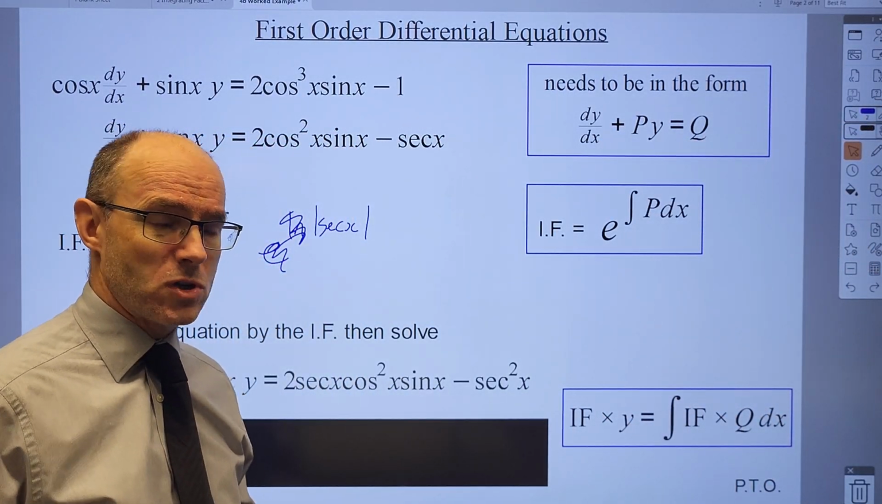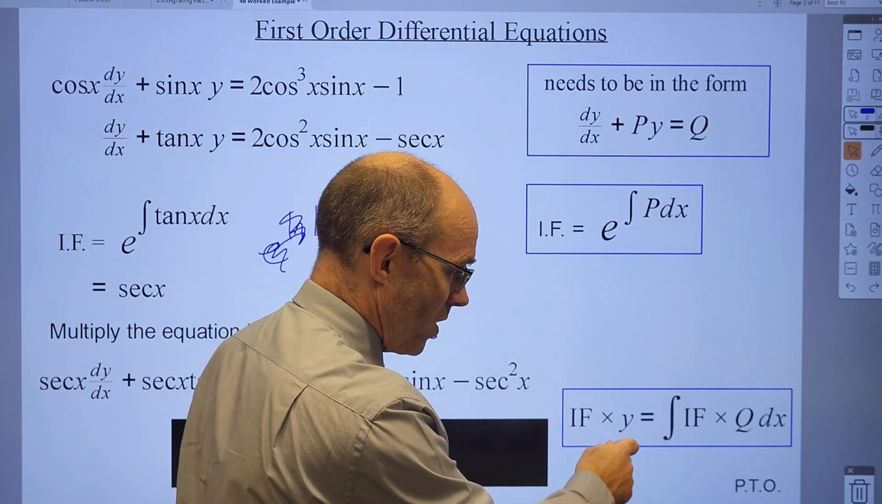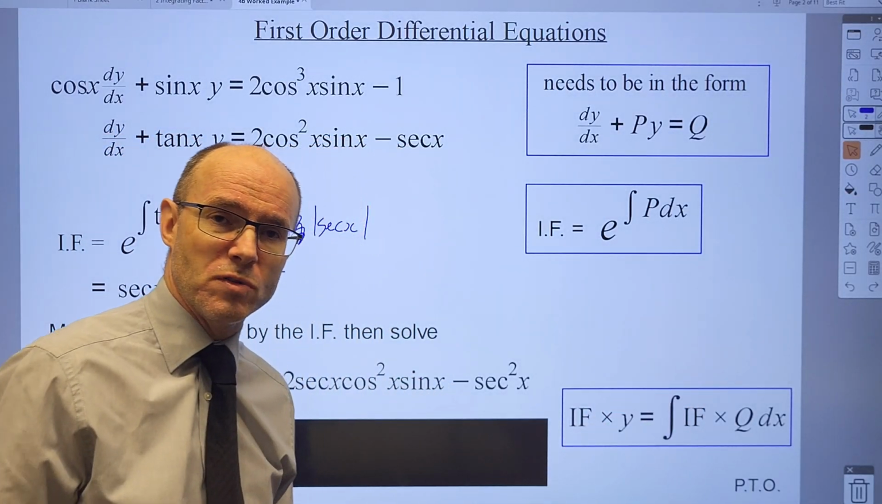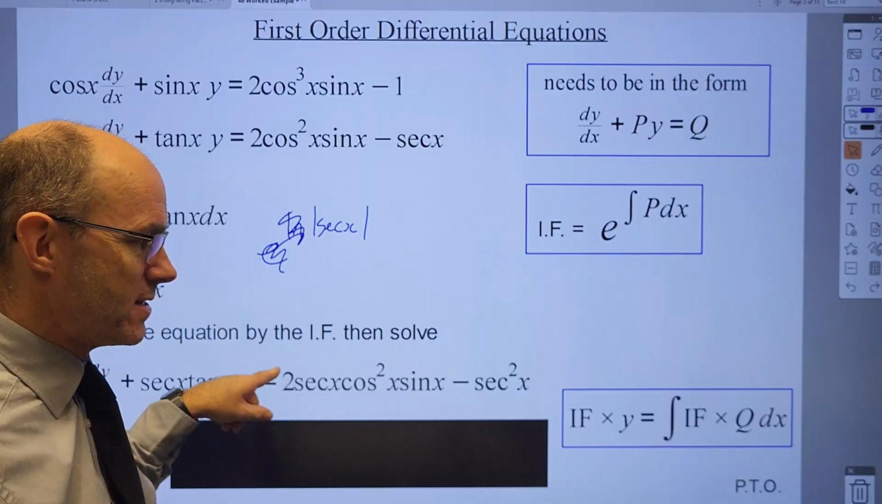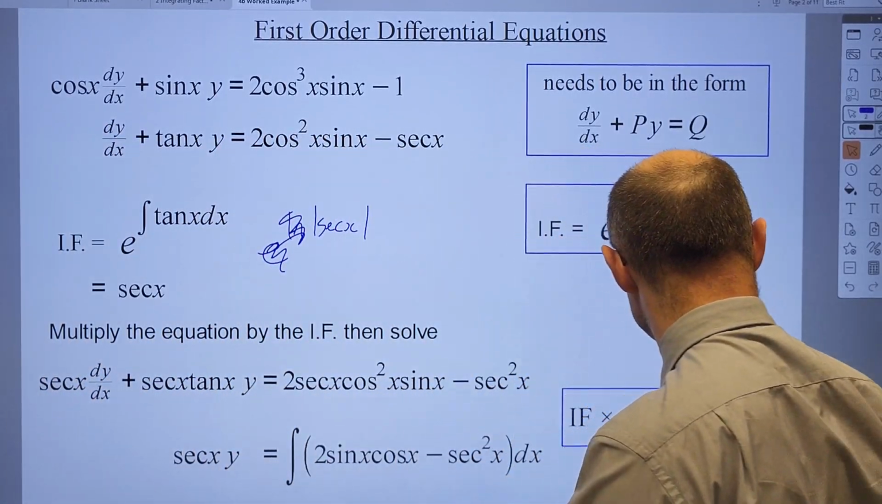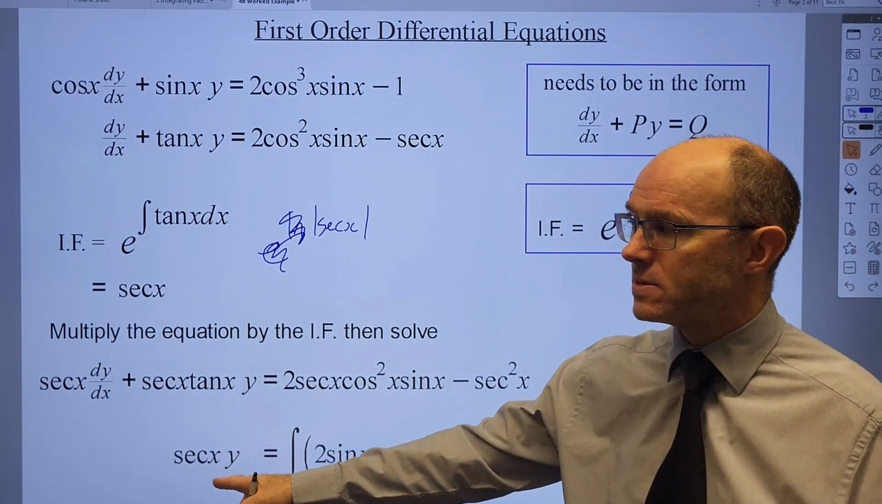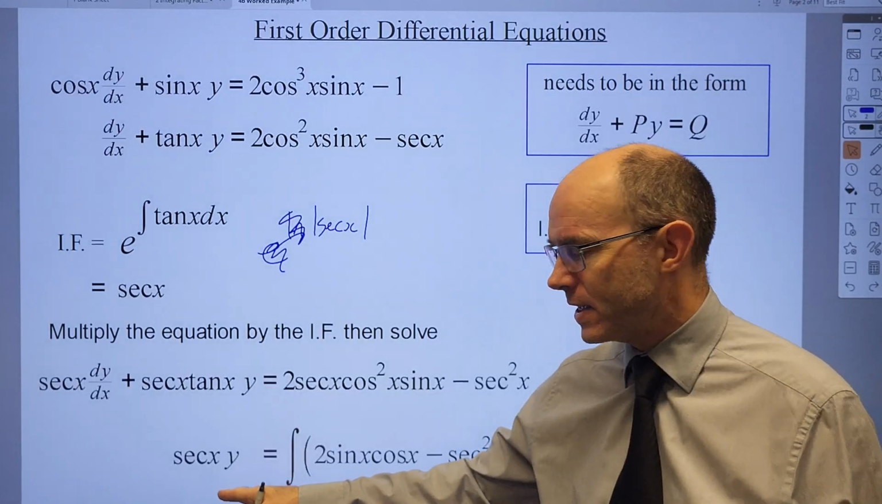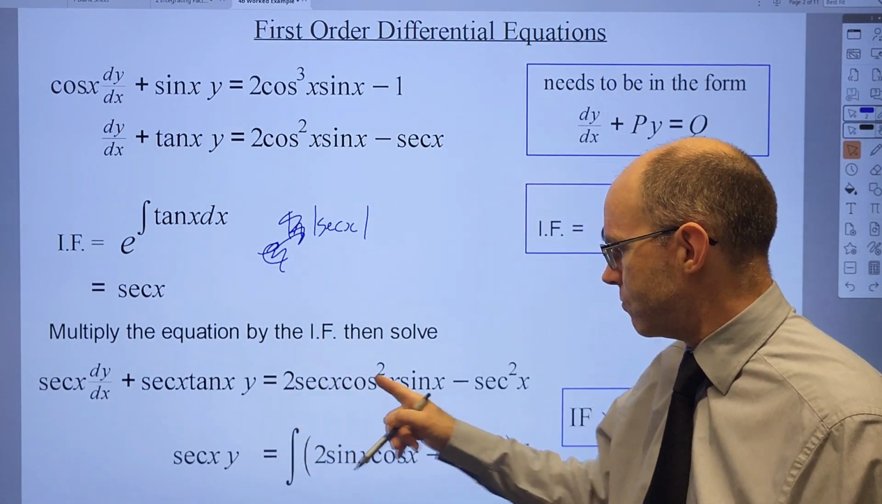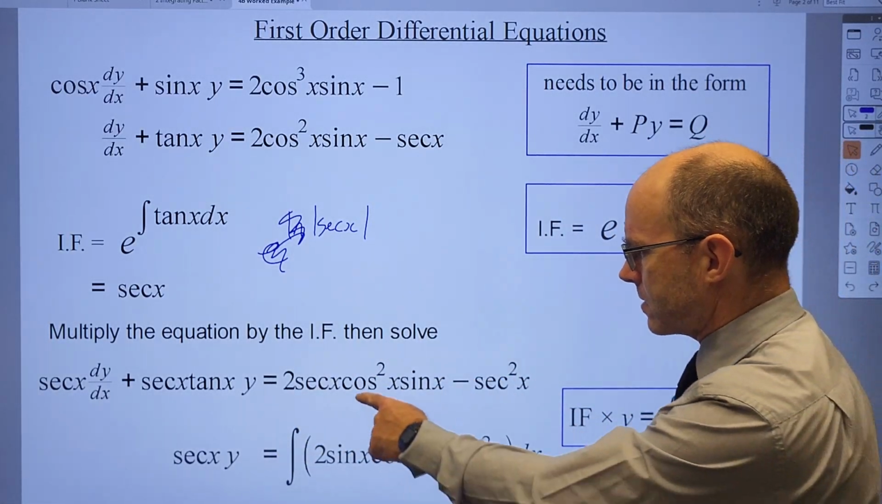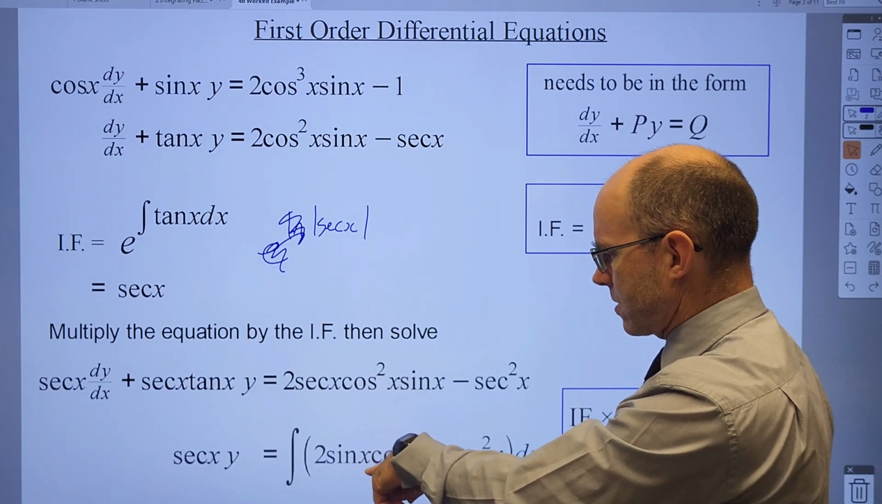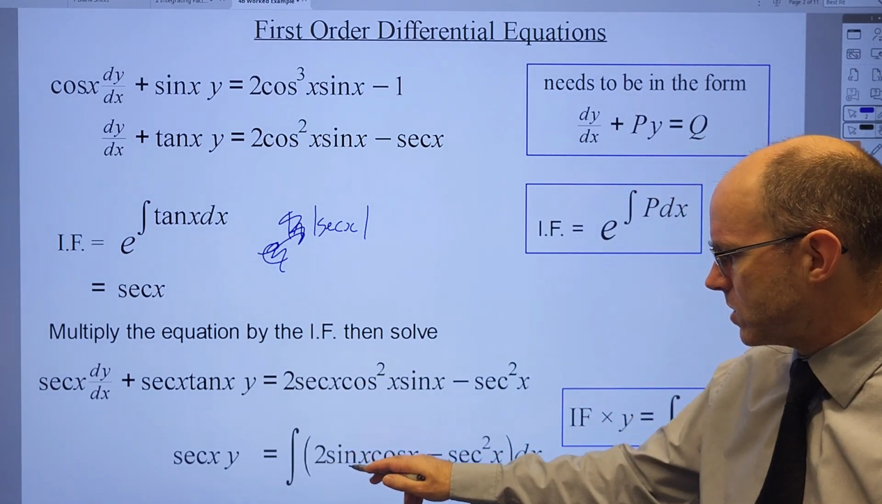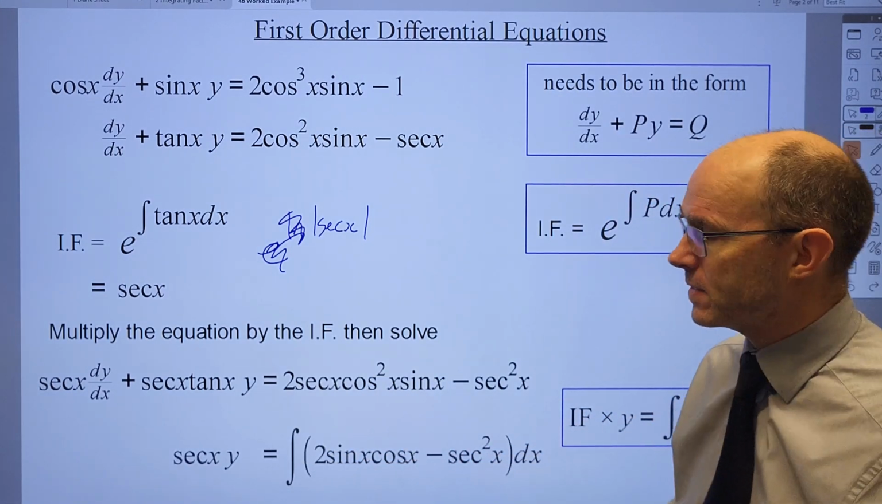Okay. Now, this is the important result in terms of when you've multiplied by the integrating factor. You can just go straight to the integrating factor multiplied by y equals the integral of the right hand side, which is what I've written. So sec x multiplied by y is equal to the integral of the right hand side. And I've just tidied it up a little bit. Like I said, sec x times cos squared x is going to be cos x. So the integral of 2 sin x cos x minus sec squared x dx.